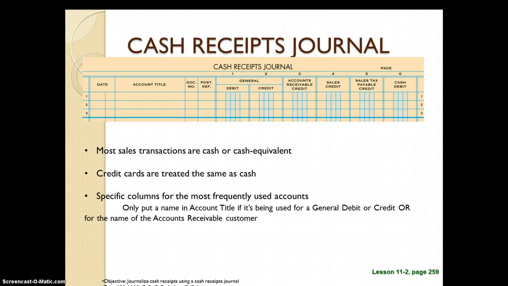So you'll notice that we have, of course, an account title, but now we're only going to use that account title column for the general debit or general credit, or if we have an accounts receivable credit, we're going to put the name of the accounts receivable customer. What would be an example of a general debit or credit transaction where we received cash, but it doesn't fall under accounts receivable, sales, or sales tax payable? I'll give you just a second to think about that. If you said owner investing cash in a business, you would be absolutely correct.